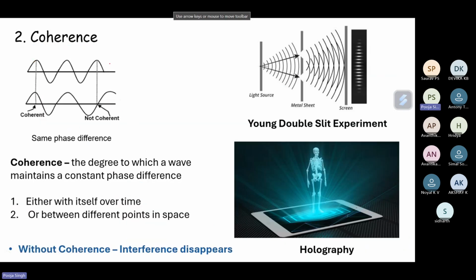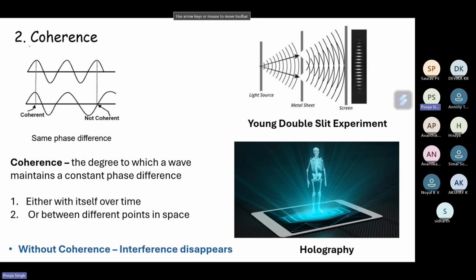So now the second property we are going to discuss is based on coherence. Today we will read about the properties only. We have 7:15, we have time. So now it is about the coherence.